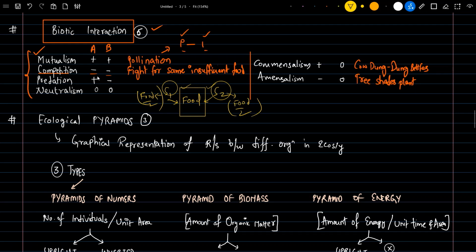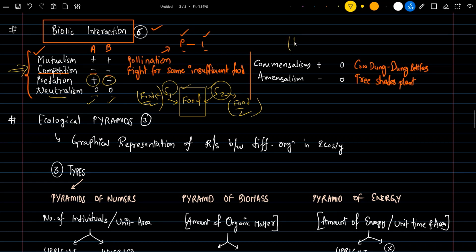Next, predation. One gets benefited and the other will be eliminated, so it is negative for the other. Simply, a tiger hunting a deer. So tiger is plus, deer is minus. Next, neutralism. As the word itself suggests, it is 0, 0. There will be no positive or negative. So these are the four things which everyone can understand simply.